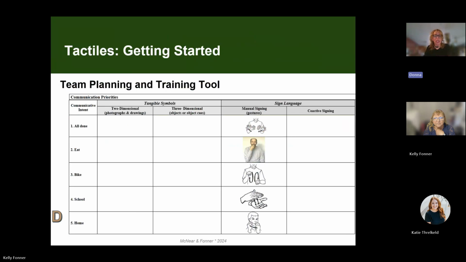You want to start with communication, and then this particular chart has tangible symbols, 2-dimensional, 3-dimensional, and then I insert what it is we're going to do, a photo, or we create it. And in this particular case, we were using some manual sign language and some coactive signing. And you could add columns for whatever kind of communication and tactiles you want to use and create. But it gets everybody on the same page. Everybody knows what you're going to be using, and then you can create the materials that all service providers can use.